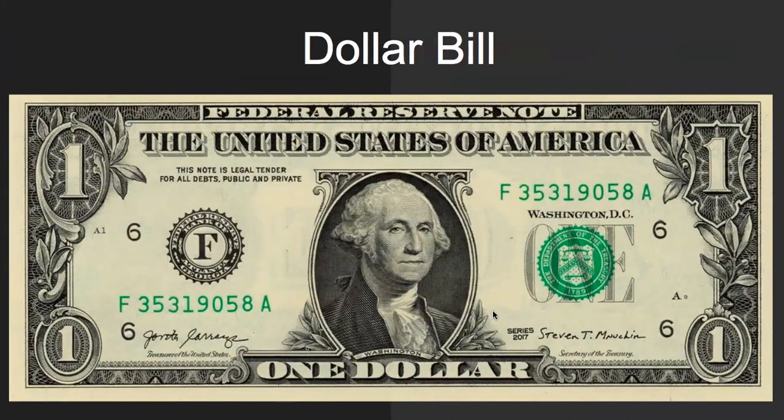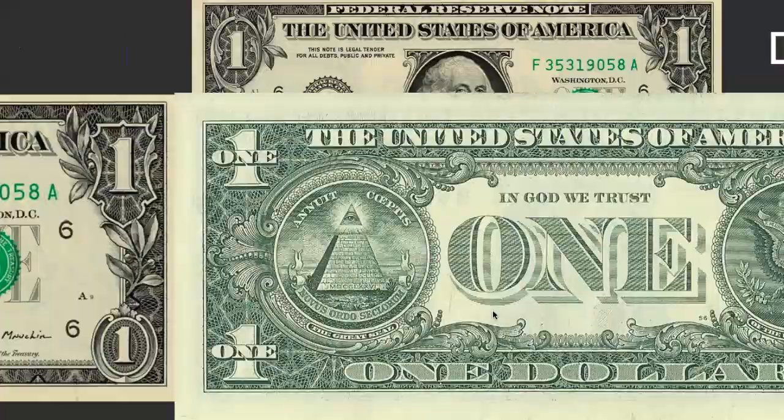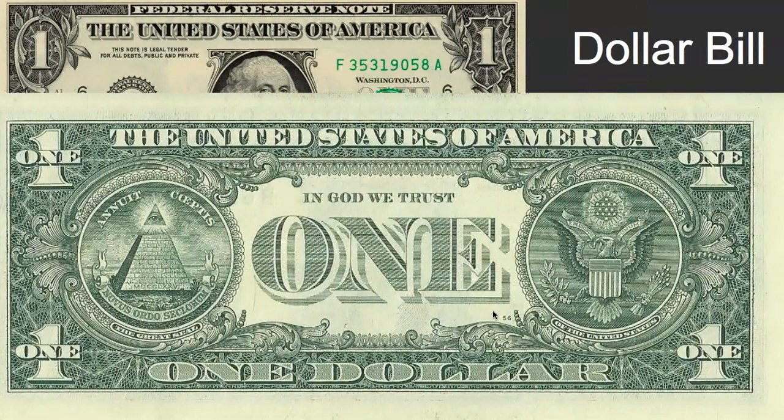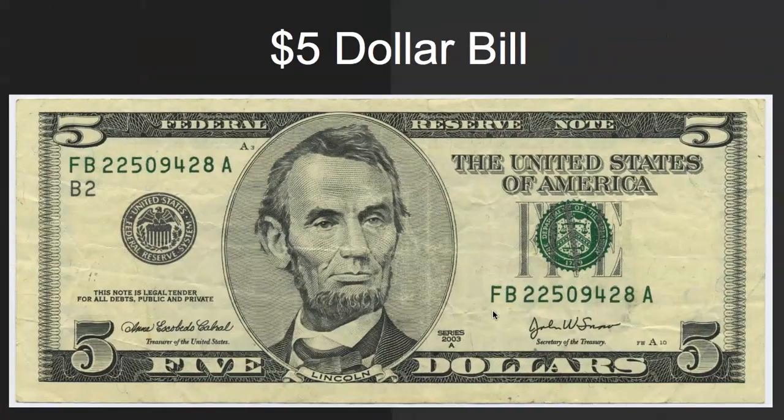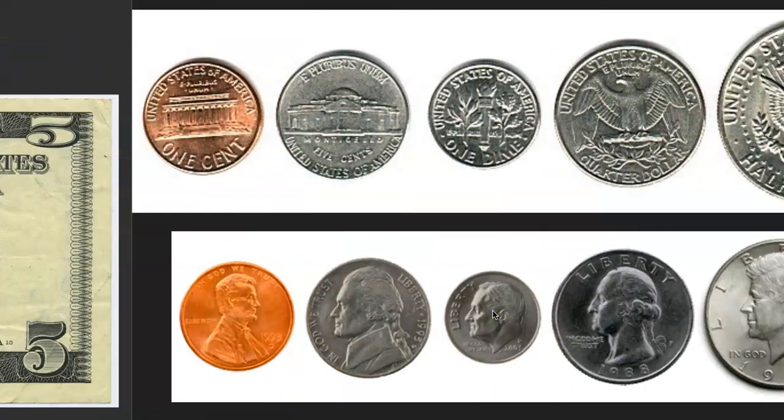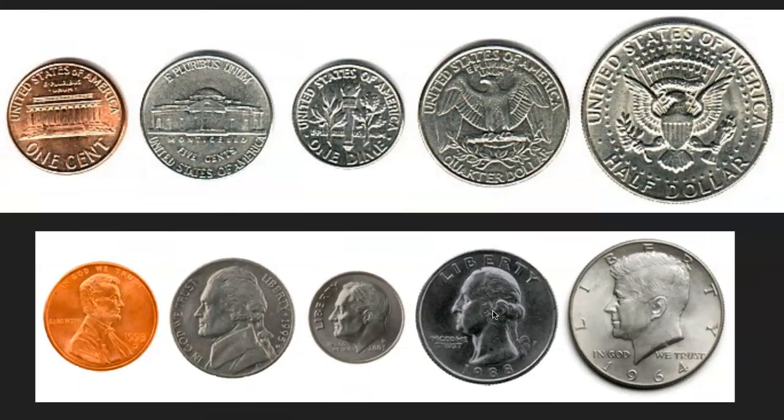Here we have the dollar bill. And on the dollar bill is George Washington again. And a dollar bill is worth 100 cents. So this is the back of the dollar bill. And then I also included the $5 bill in here, and this has Abraham Lincoln on it. And on the back of the $5 bill is actually the Lincoln Memorial again that we talked about from the penny.